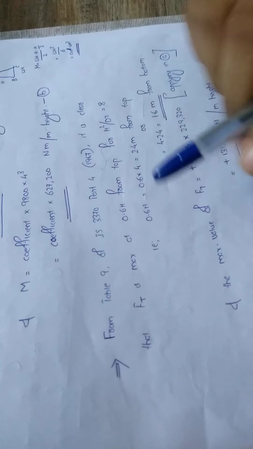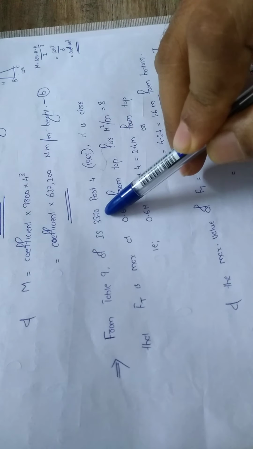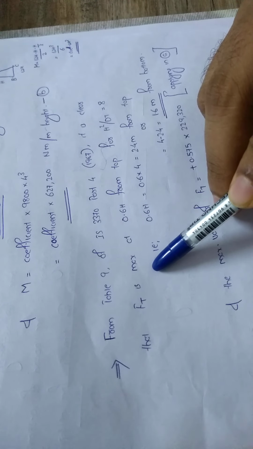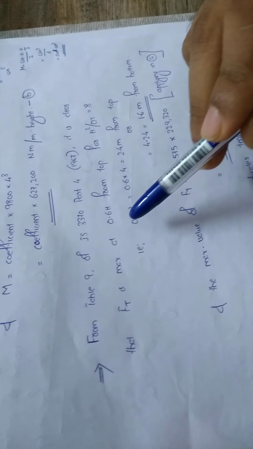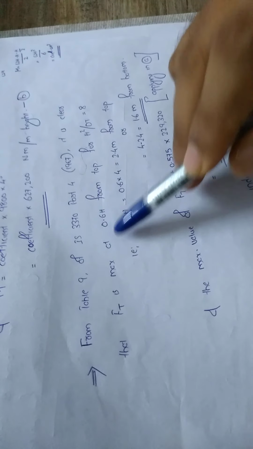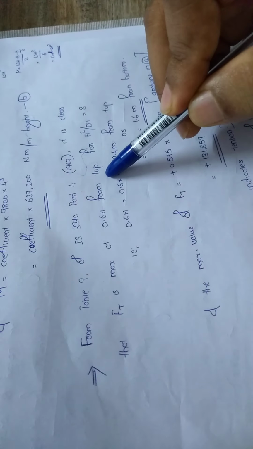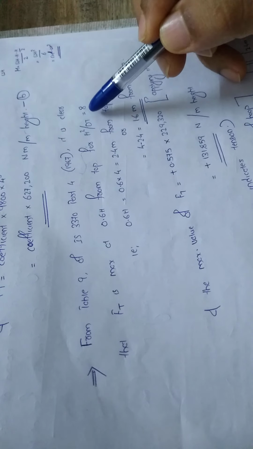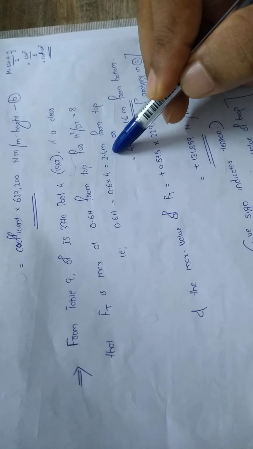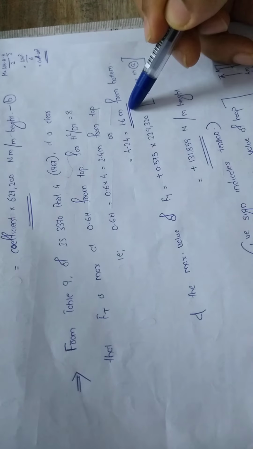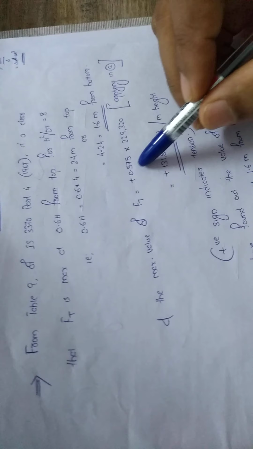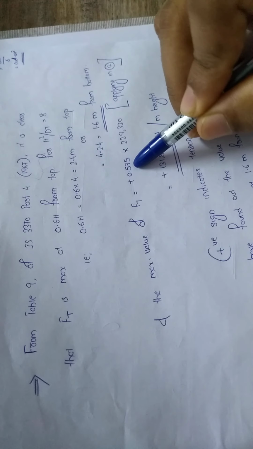Okay. From table 9 of 3370 part 4, it is clear that the Ft is maximum. If you are looking onto the table, you can find it, the hoop tension is maximum at 0.6 h from top for an h squared by dt value of 8. That is 0.6 h is equal to 2.4 meter from top, or it is 1.6 meter from bottom. The maximum value of Ft coefficient is plus 0.575. This is taken from code.